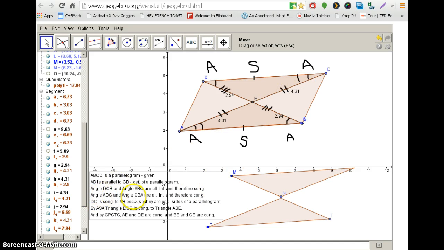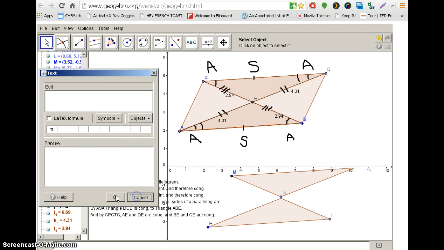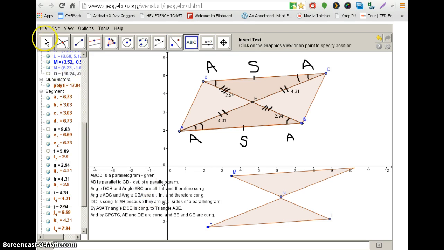And ADC and CBA, so ADC, that's this one right here, and CB, no, that's not right, is it? ADC, that's this one here, and angle CBA, yeah, it's not CBA. It's got to be changed. That's got to be DAB. This one should be DAB. Let's see if I can update this. How do I update this? Let's see. Cancel. Can I update it? No. I should be able to edit this text.